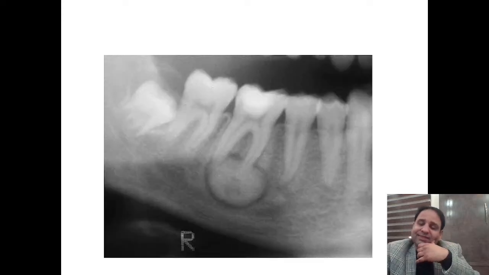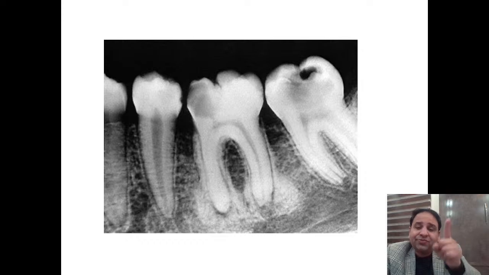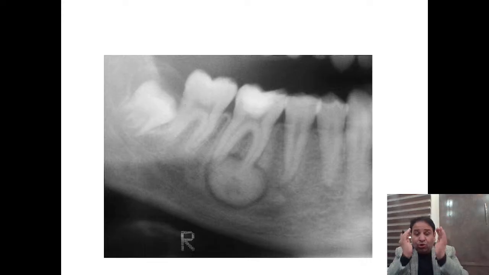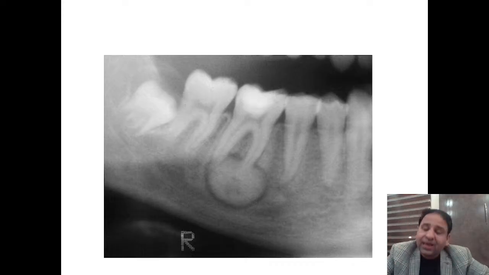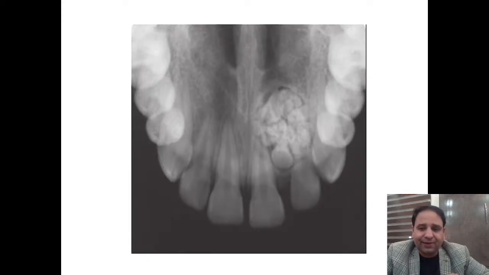Condensing osteitis, cementoblastoma, all this I have shown. Condensing osteitis occurs with an infected tooth; cementoblastoma occurs with a vital tooth and has a radiolucent peripheral rim, which is the soft tissue capsule. So this is cementoblastoma. Etch this picture in your mind, because cementoblastoma is also important and many times you get questions on it as well.